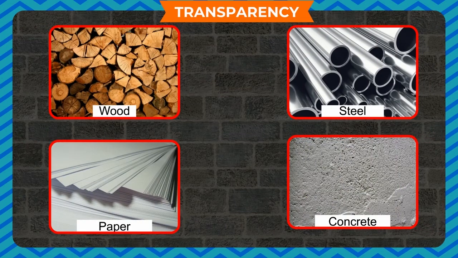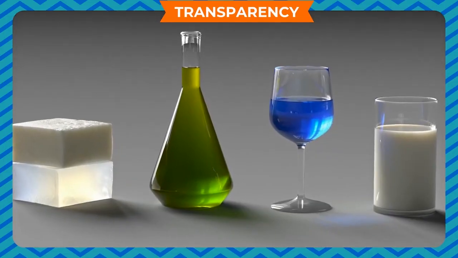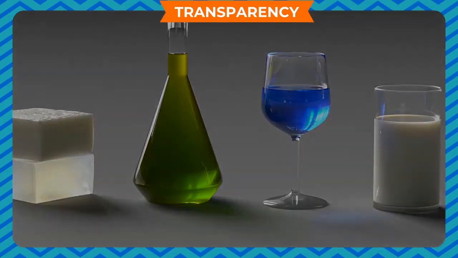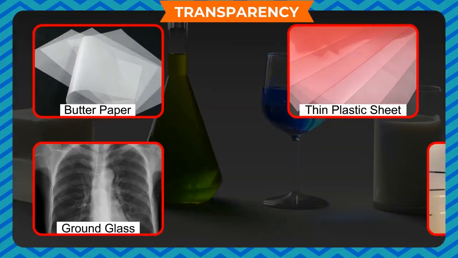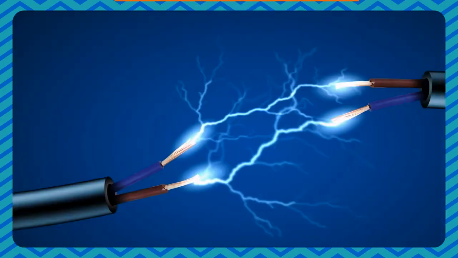The materials through which light can pass partially are called translucent materials. You can partially see the objects through them. Examples of translucent materials are butter paper, thin plastic sheet, ground glass, frosted glass, etc. Thus, transparency is one of the important physical properties of materials.